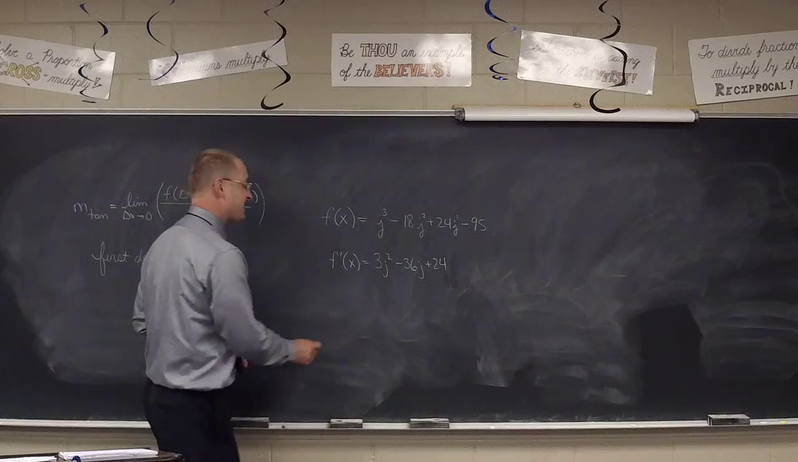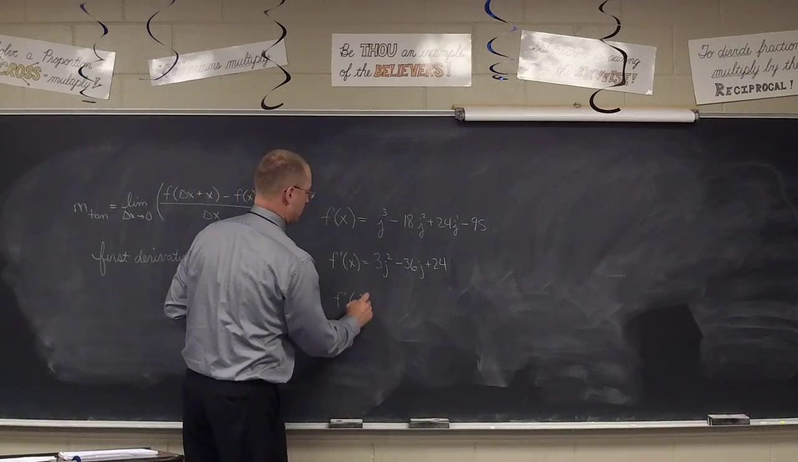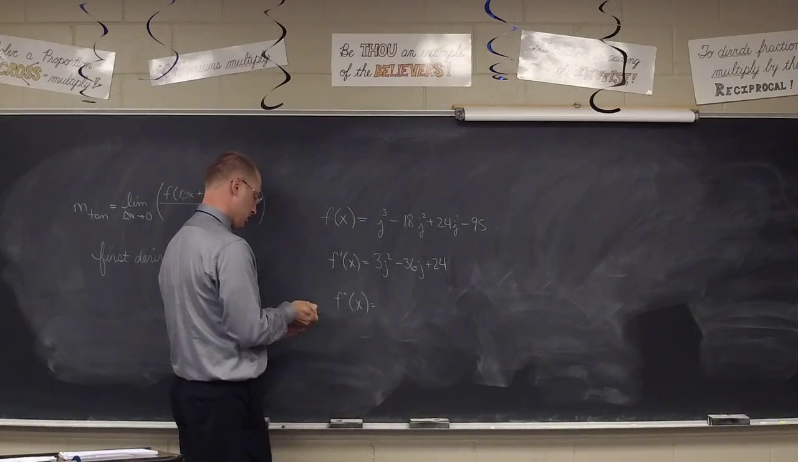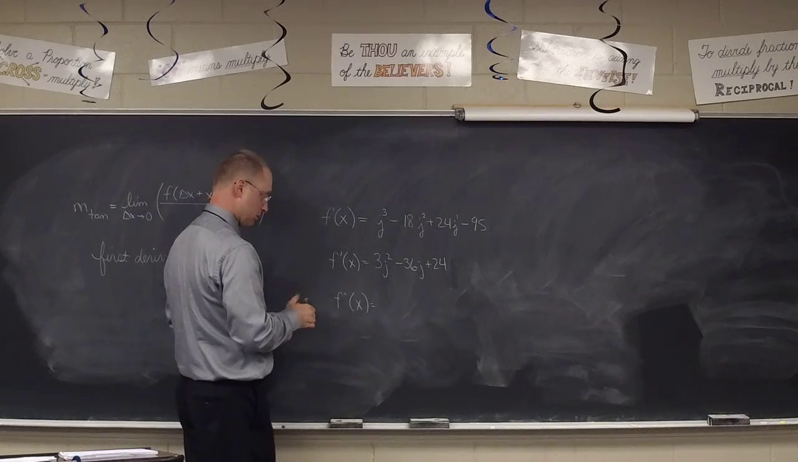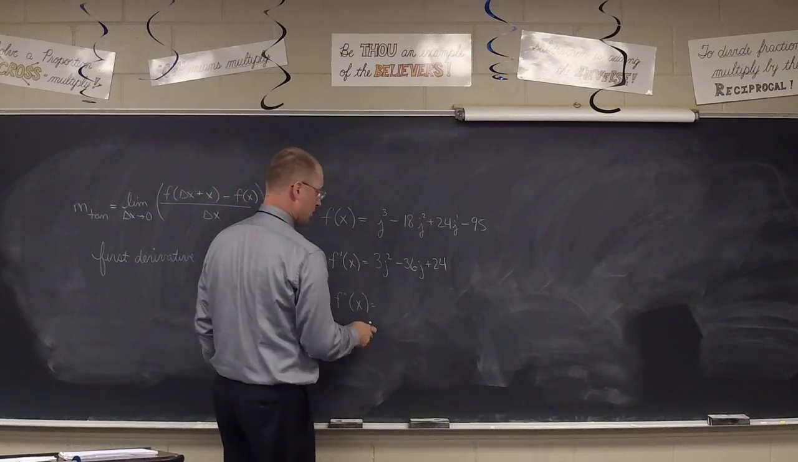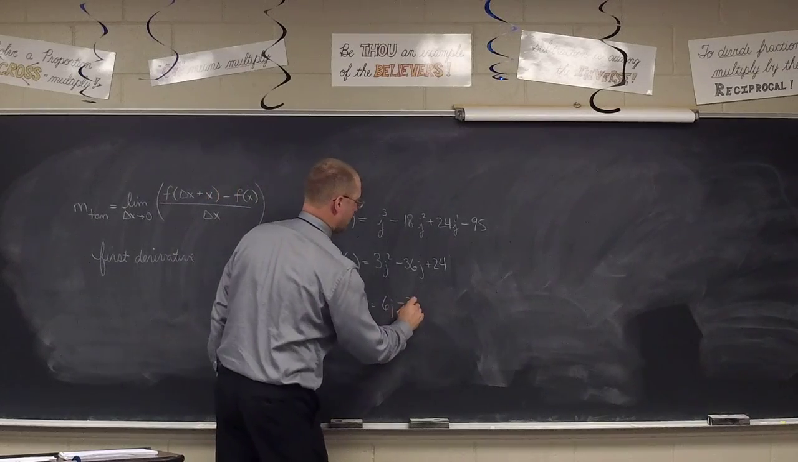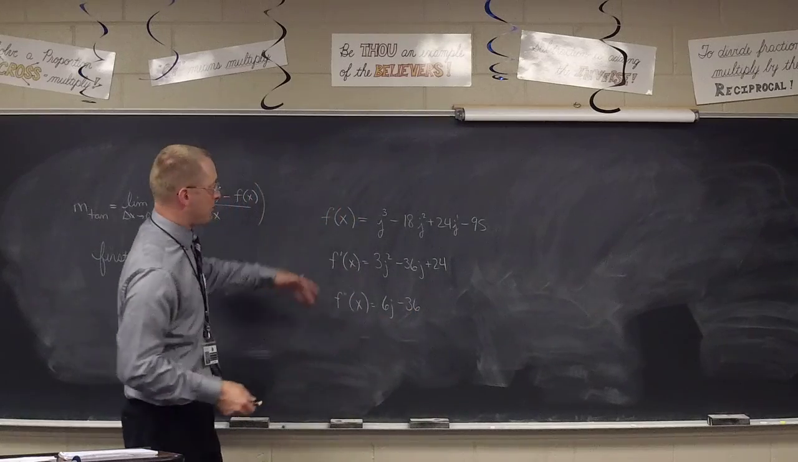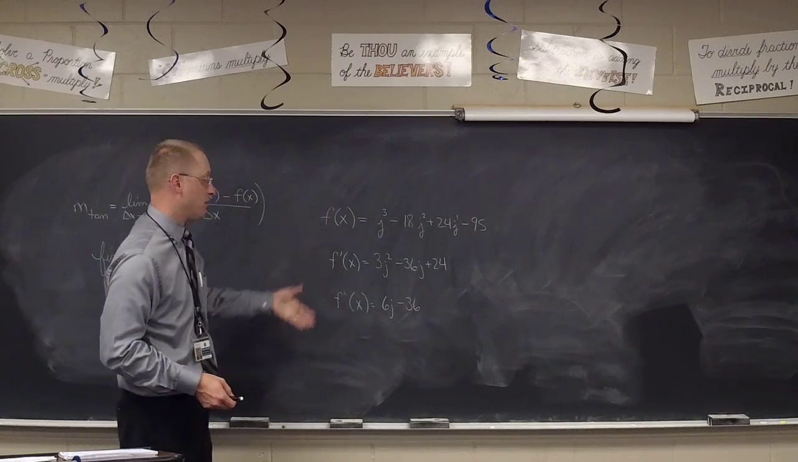If I wanted to take a second derivative, Quentin, it would be 6j minus 36. Good, 6j minus 36, and so on and so forth. Remember we said whatever the highest power is, that's how many derivatives you could take.